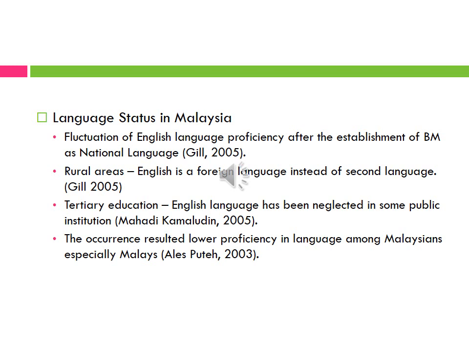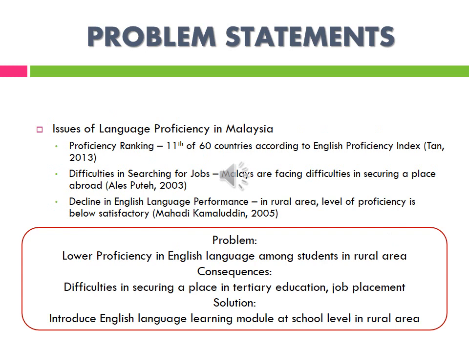In Malaysia, the fluctuation of English proficiency happens after the establishment of Bahasa Malaysia as the official language. Therefore, in rural areas, students regarded English as a foreign language instead of a second language. In tertiary education, it is noted that students are having difficulties in securing a place abroad. Therefore, the occurrence resulted in lower proficiency in language among Malaysians, especially Malays.